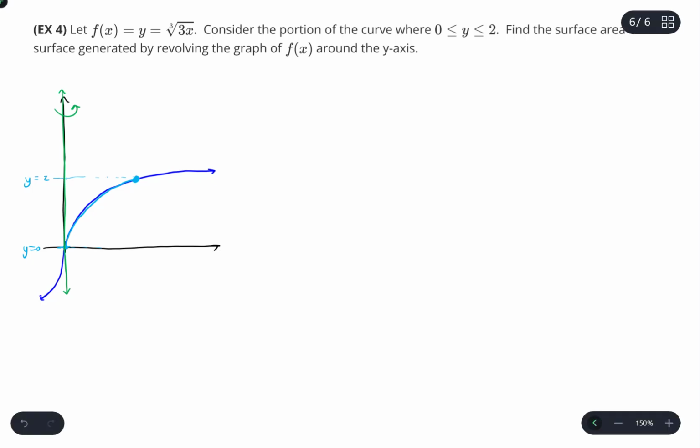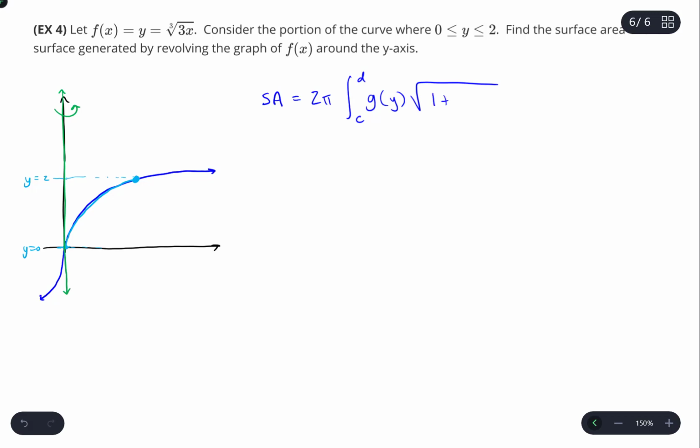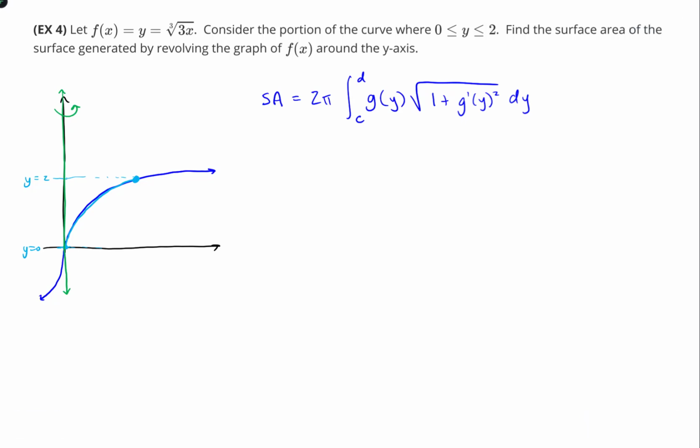Okay, formulas for surface area. We have effectively two, and I'm going to show you both here. So 2 pi times the integral from a to b. Actually, let me be a little bit more careful there. I'll say this is c to d so it doesn't get mixed up with the others that I have, of g of y times the square root of 1 plus g prime of y quantity squared dy. And this is the surface area formula when we rotate around the y-axis.